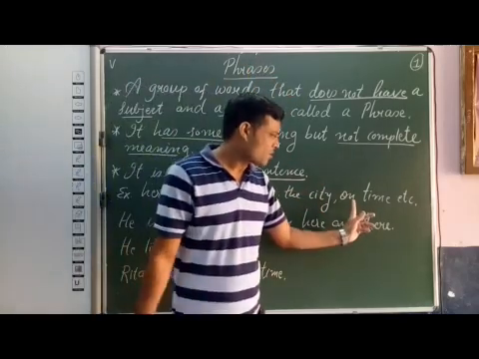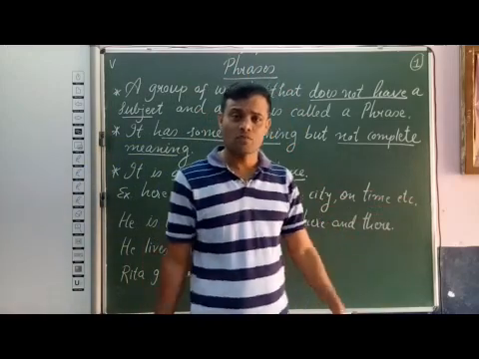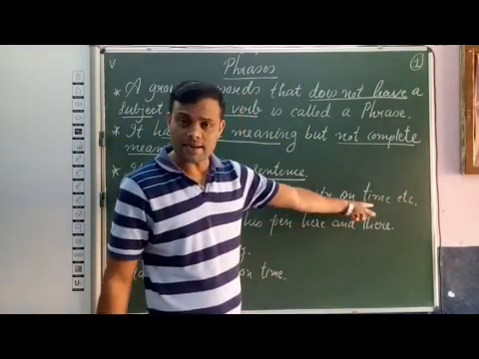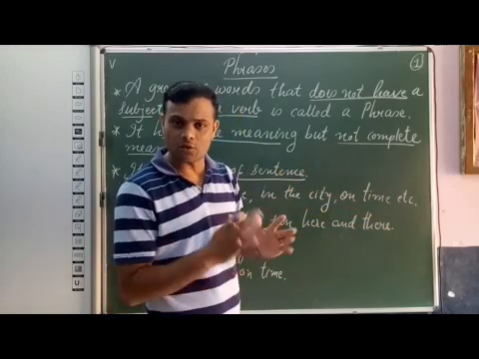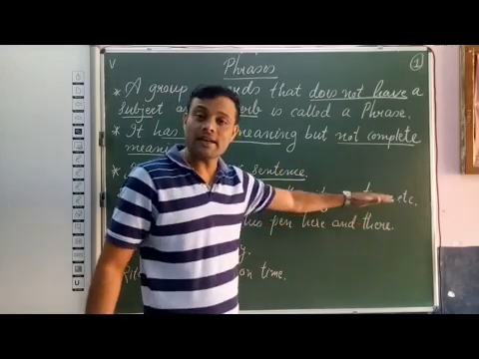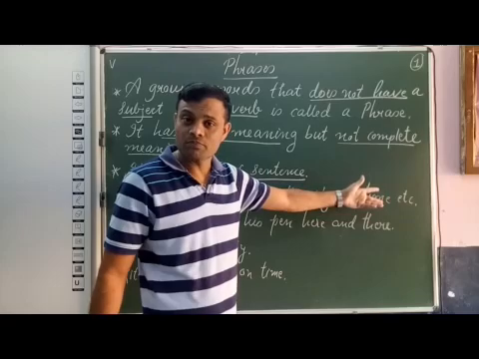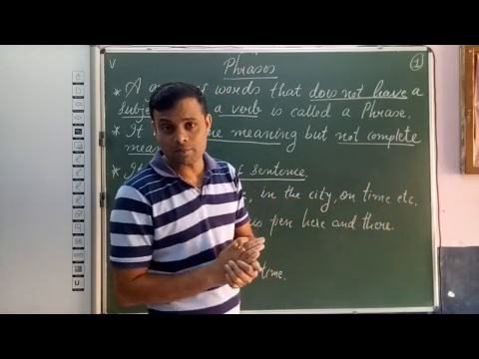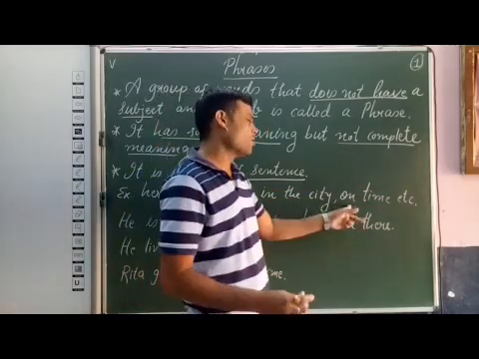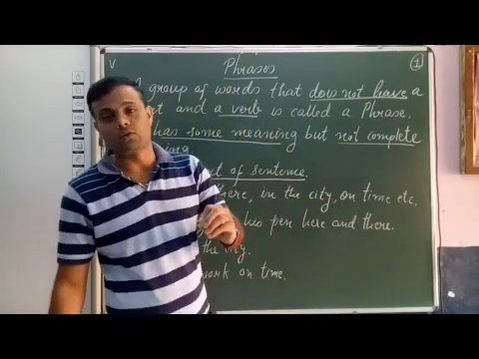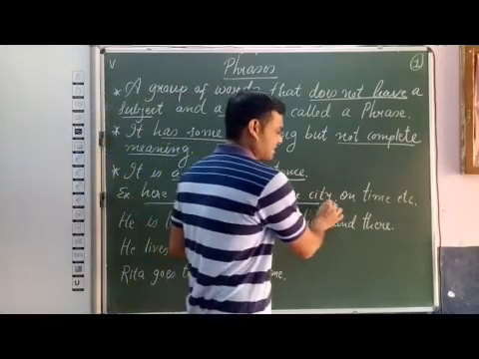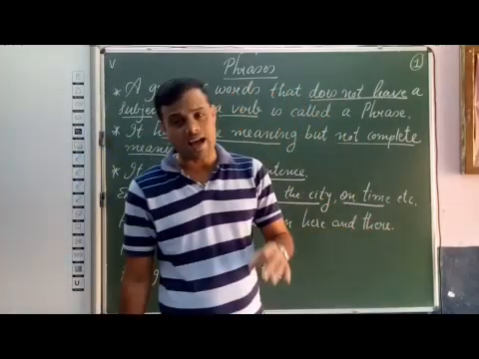Third one: "on time." So, two words, which means it is a group of words. "On time" does not have a subject and a verb. It has some meaning, but not complete meaning. So "on time" is also a phrase. So "here and there," "in the city," "on time" are phrases.